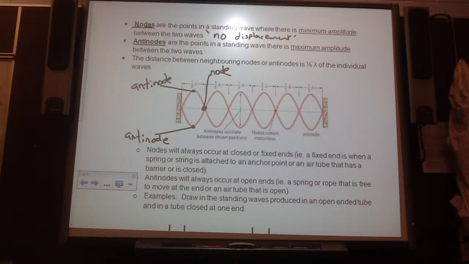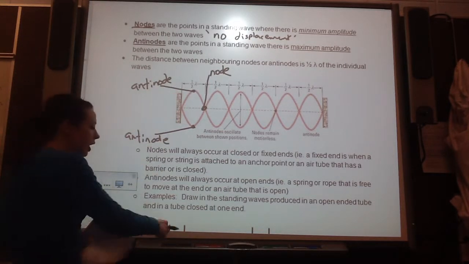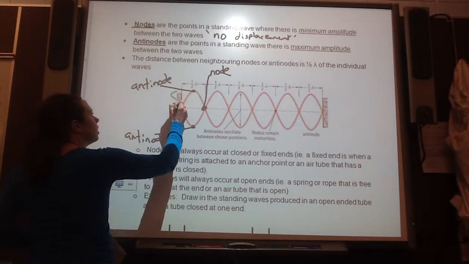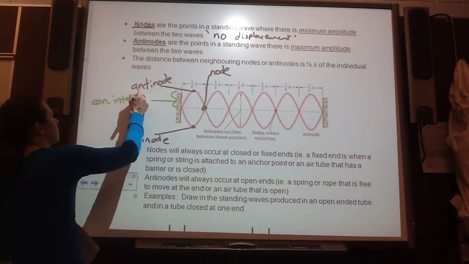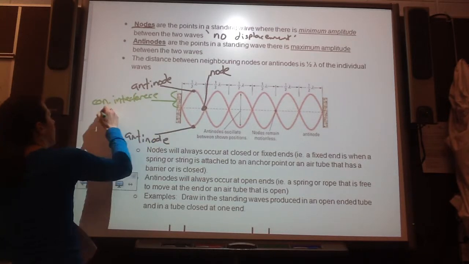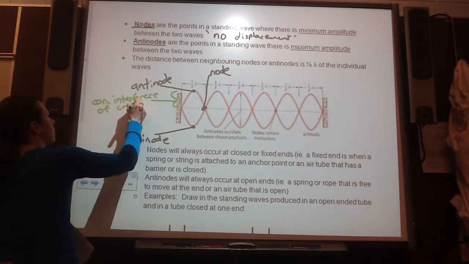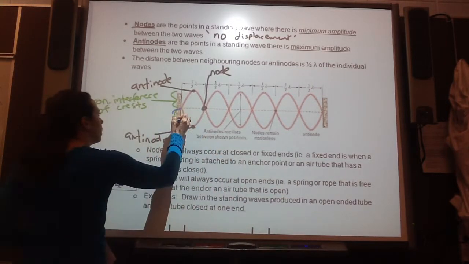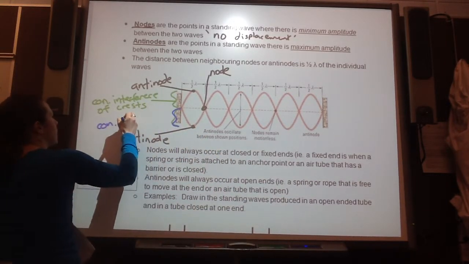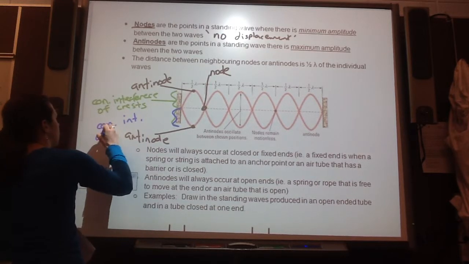So the antinodes flip up between being, this is like constructive interference of crests, and this, use a different color, this is the constructive interference of troughs.